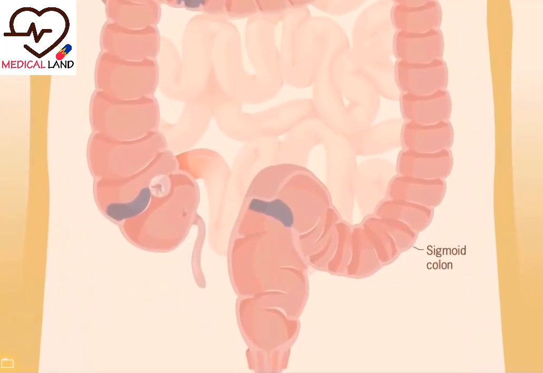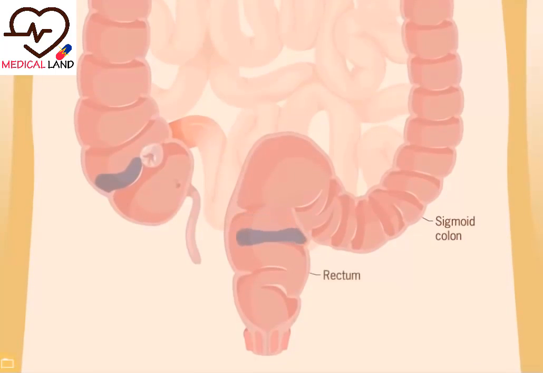The formed stool enters and is stored in the upper portion of the rectum. The anus contains anal sphincter muscles that remain tightly closed until neural input causes the rectum to widen. Then the stool descends, the anal sphincter relaxes, and defecation occurs.